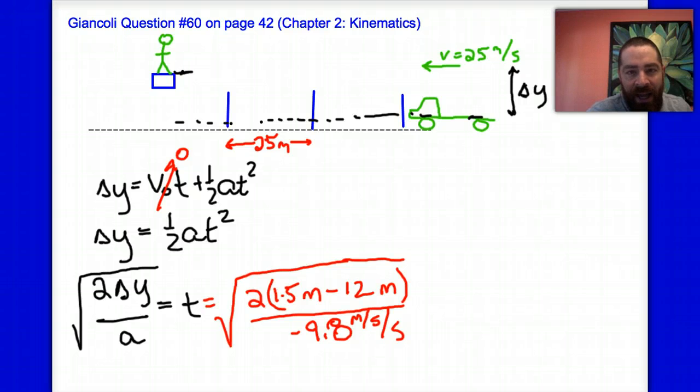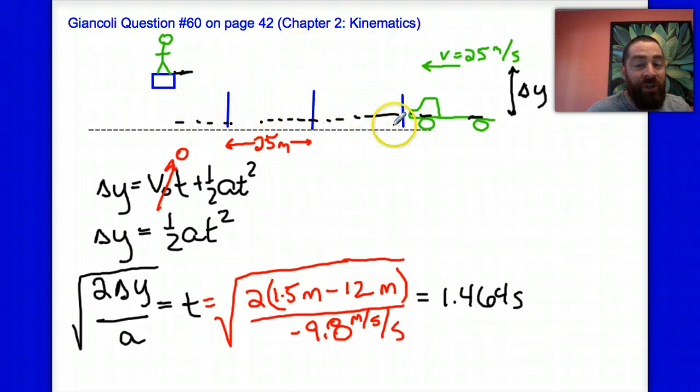Let's take a look at the solution here. Once you run that through your calculator, you should get about 1.464 seconds. Now we know how long he's in the air for, and the second part of this problem is just figuring out, all right, how far away should he jump to time this so that he is at 1.5 meters above the ground after 1.464 seconds. Let's take a look at the truck.